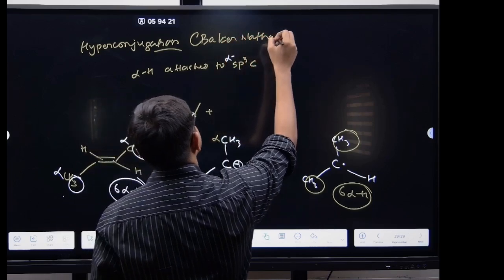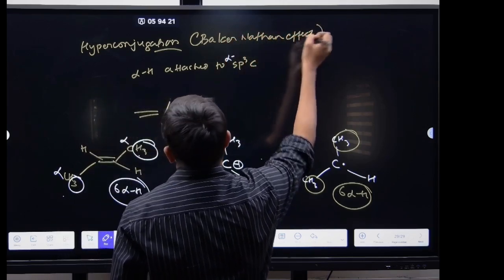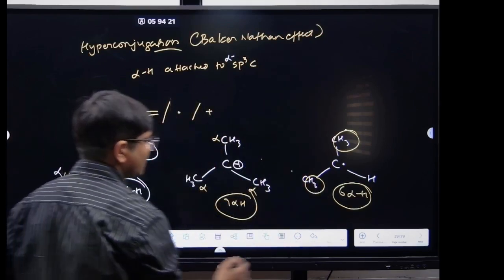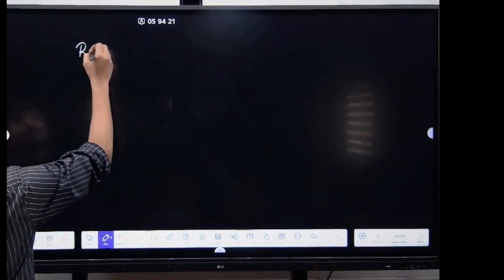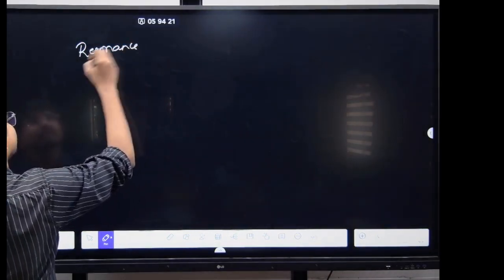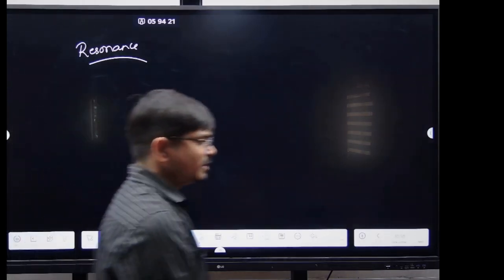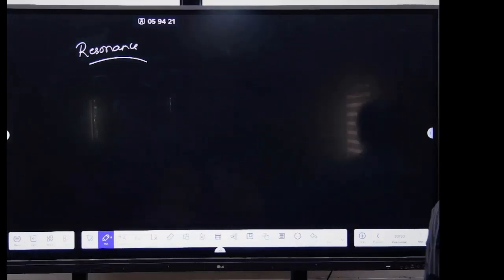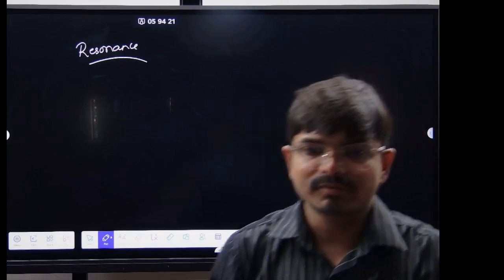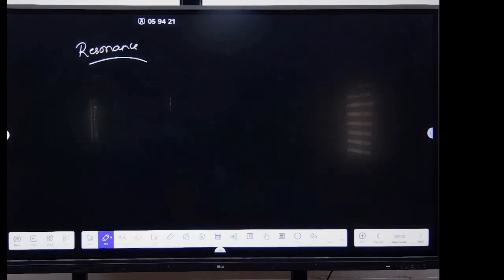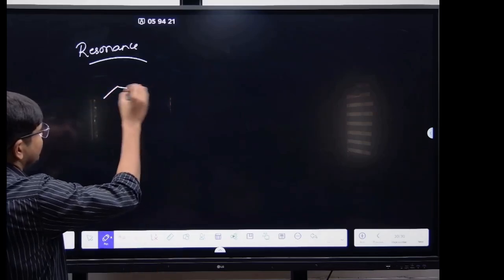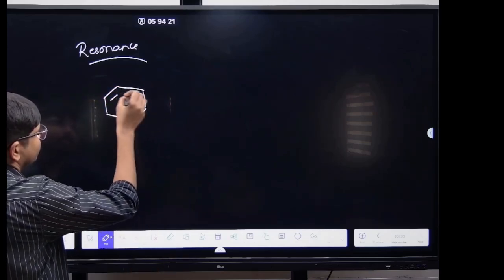Baker-Nathan effect. Got it? Now the last one is your resonance. The most important one is resonance. What do you mean by resonance? See, resonance means movement of the electron density. Got it? So see here, what does this mean? The electron density movement. Look here, suppose you have the benzene ring, right?